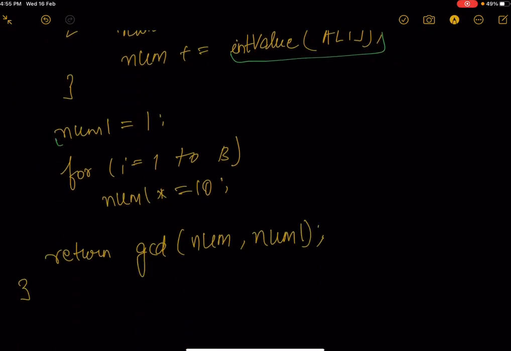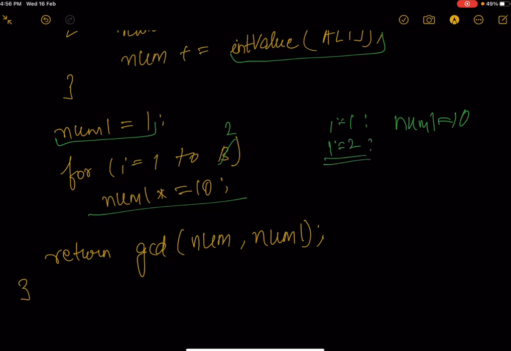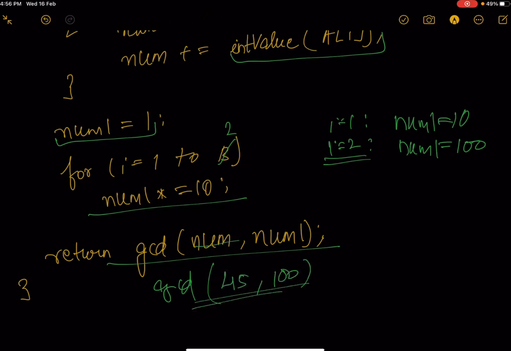Then you move to here, num1 is 1. You iterate for i equal to 1 to b. b is here 2. When i is equal to 1, you multiply num1 with 10, so num1 gets to 10. For i equal to 2, num1 again gets multiplied by 10, so num1 finally contains 100. Now you will be returning the GCD of num and num1. num is 45, num1 is 100. The GCD of 45 and 100 is nothing but 5. So ultimately you will be getting 5.